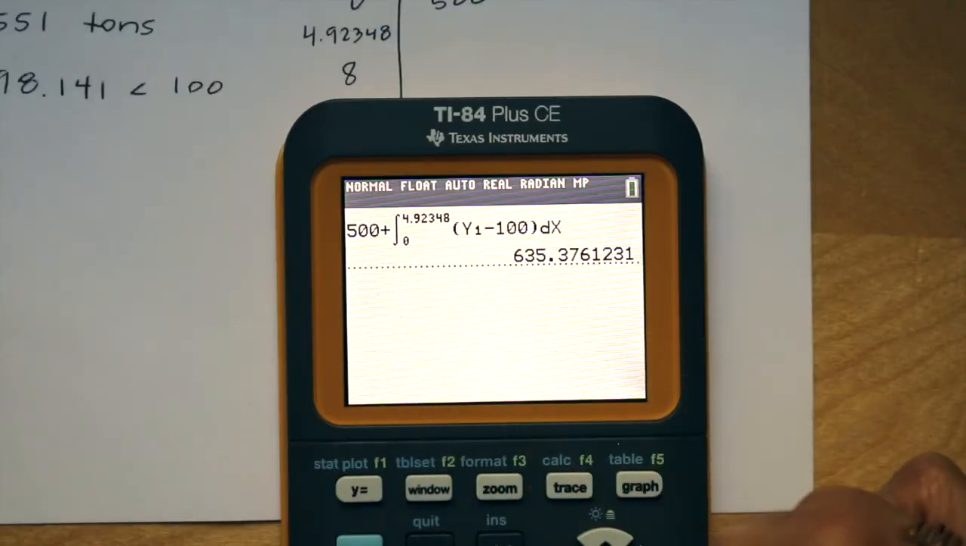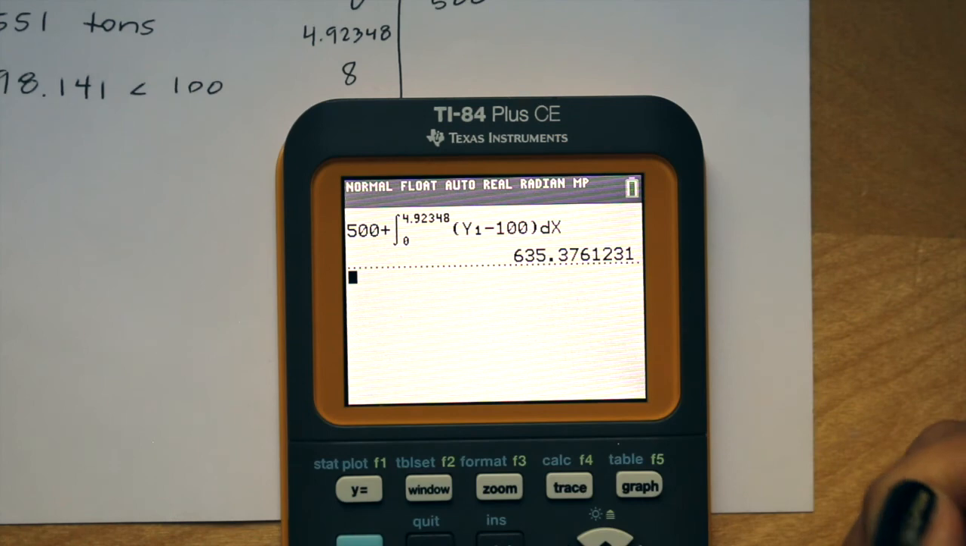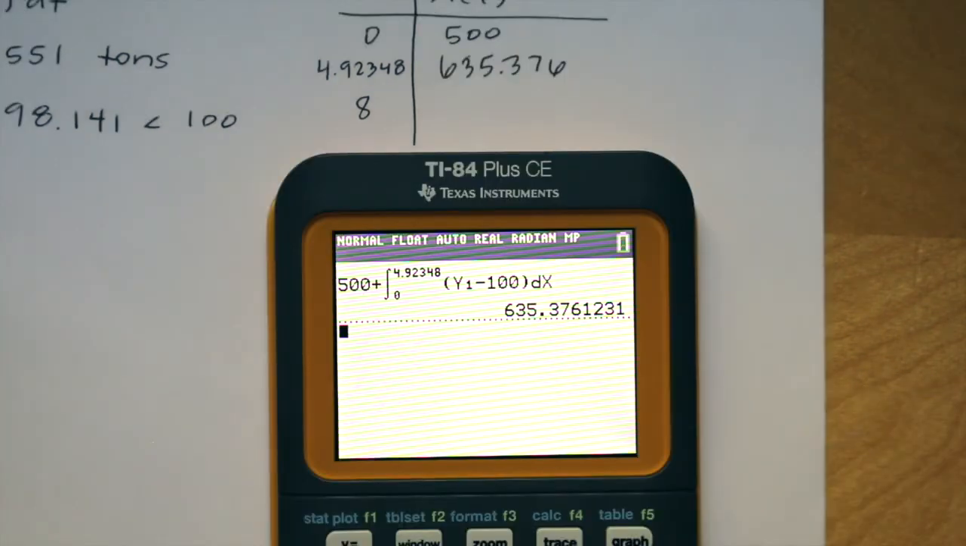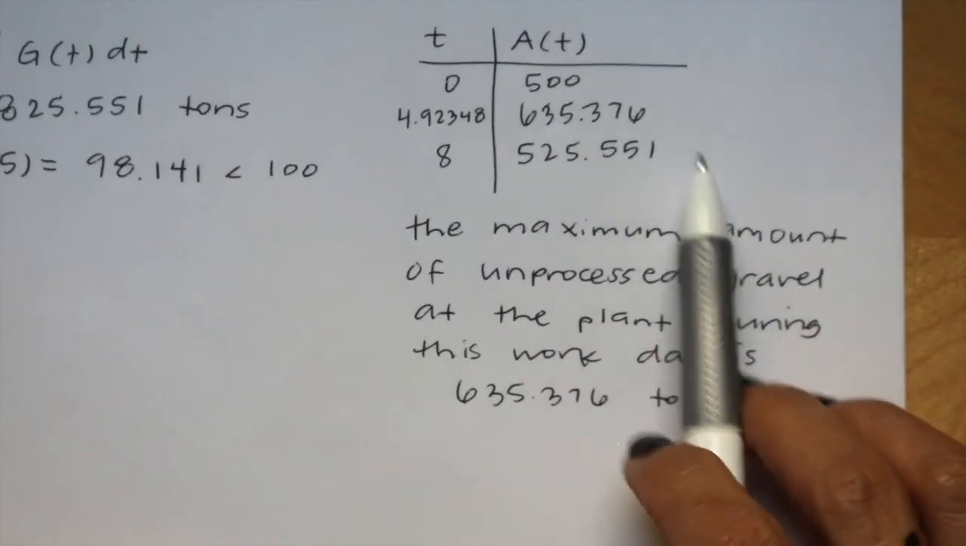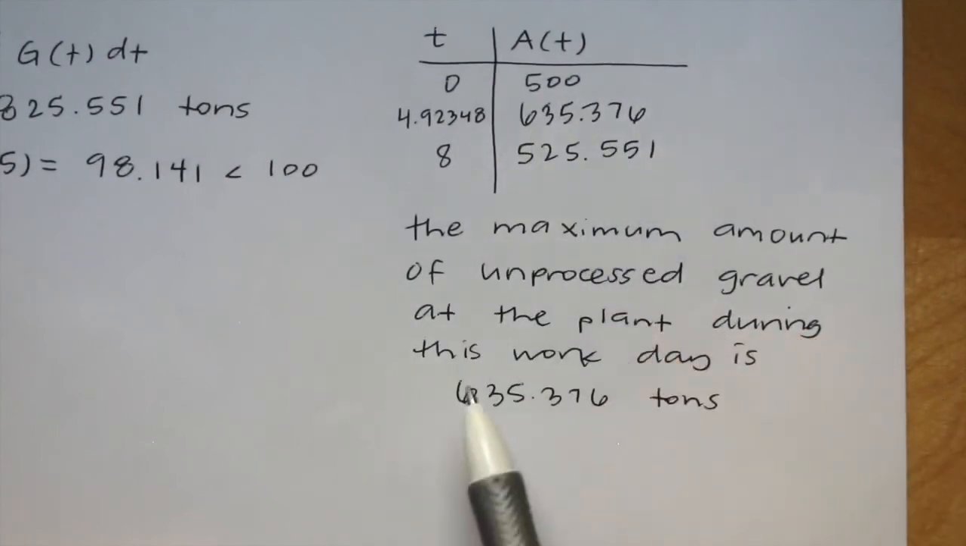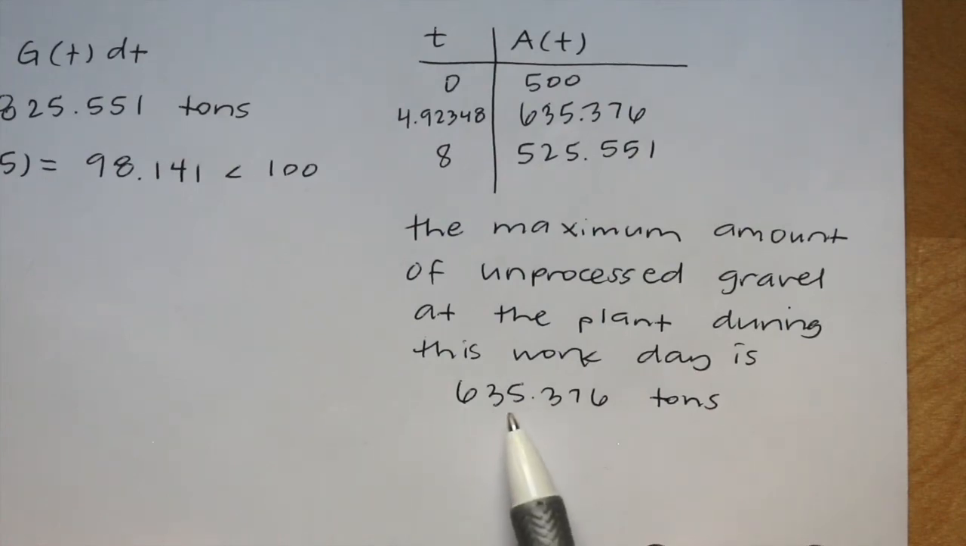Next, I plugged in 4.92348 into our function for A, and you get 635.376. And finally, we're going to do the same and plug in 8. And we get 525.551. So you can see according to the chart the maximum value, and I wrote it out. The maximum amount of unprocessed gravel at the plant during this workday is 635.376 tons.